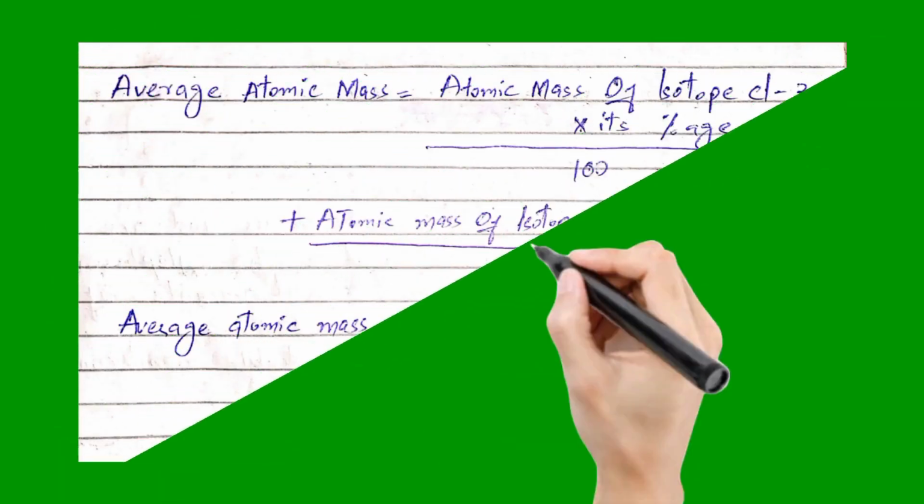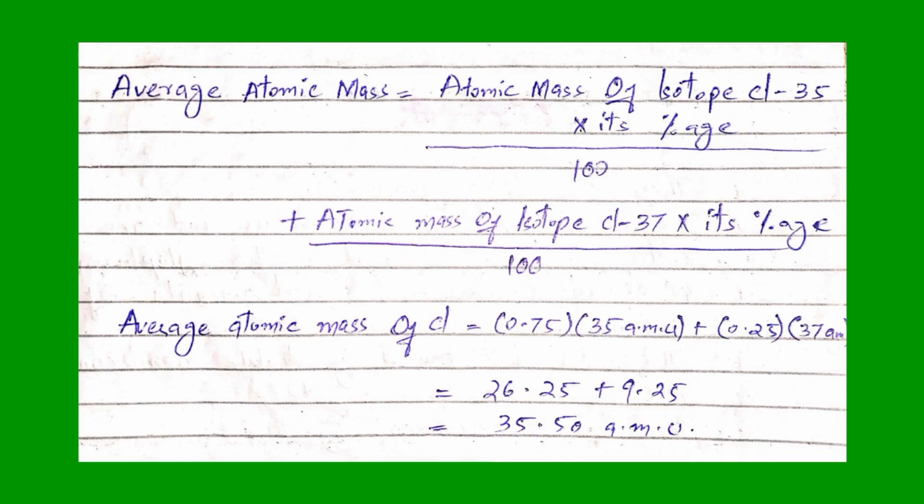For example, if we take chlorine-35 and chlorine-37 isotopes, we must know their atomic masses and their percentage abundance. If we calculate the average atomic mass of chlorine, it will come out to 35.50 AMU.